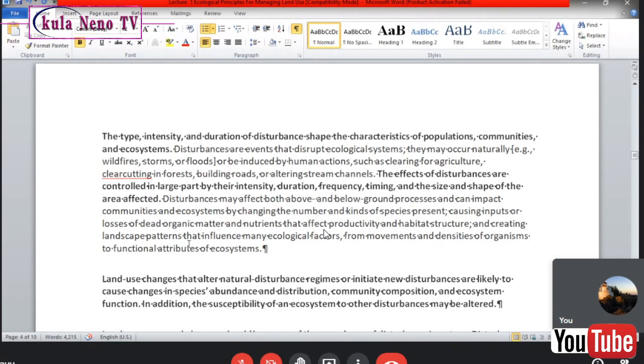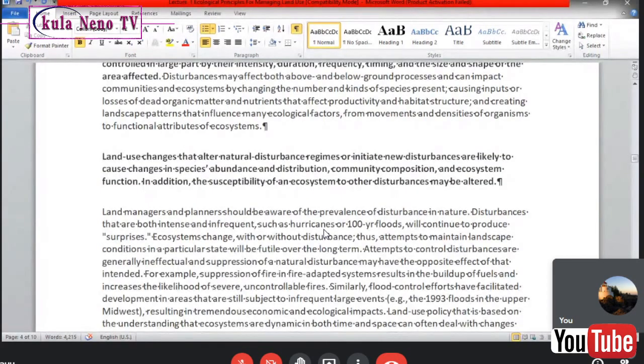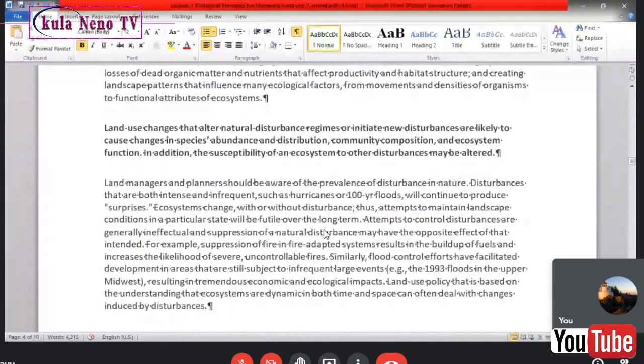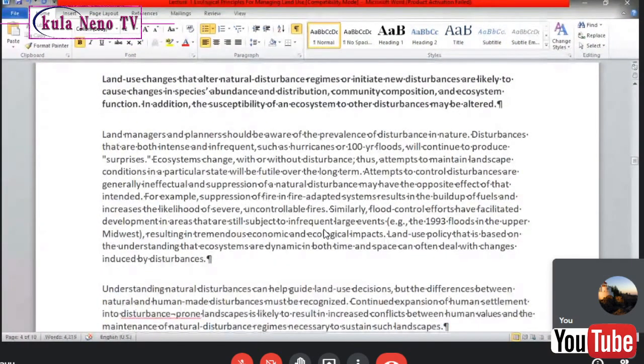So we know that disturbances affect both above and below ground processes. They can impact communities. Now, land use changes that alter natural disturbance regimes, or initiate new disturbances, are likely to cause change in species, abundance, distribution, community composition, etc. Now, this is it. Land managers and planners should be aware of the prevalence of disturbances in nature.